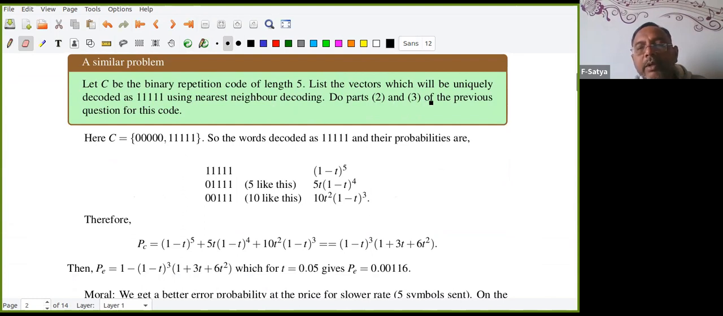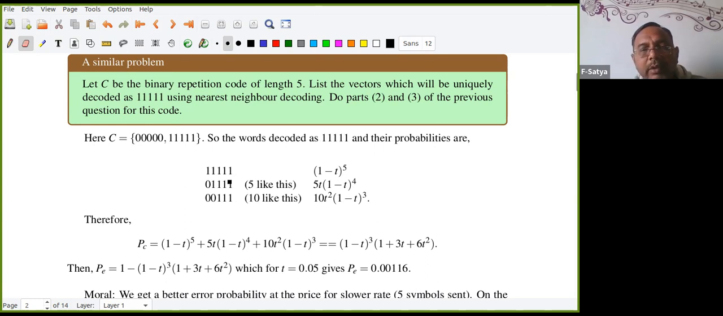So do parts 2 and 3 of the previous question for this code. Now it is a binary repetition code. So binary, length 5, 2 words will be there, 2 code words. Size of the code is 2.